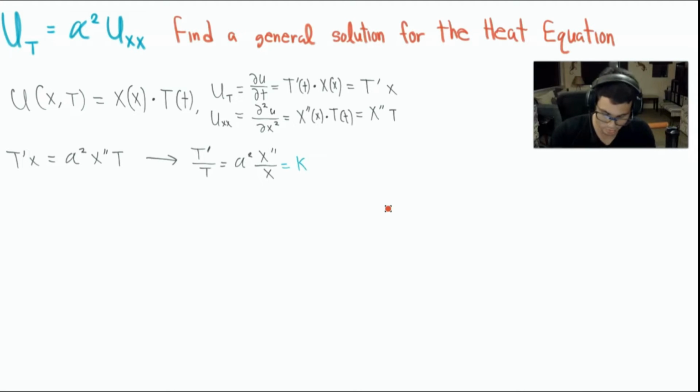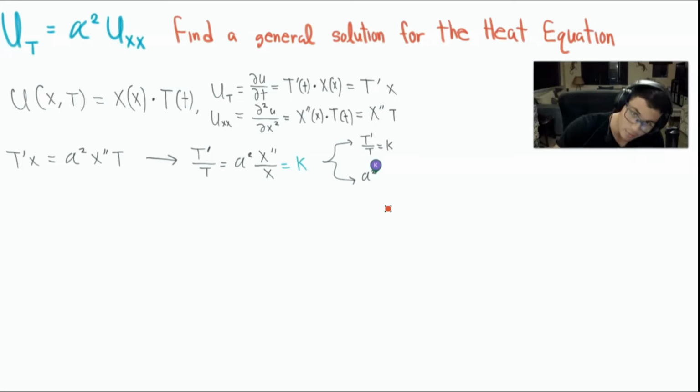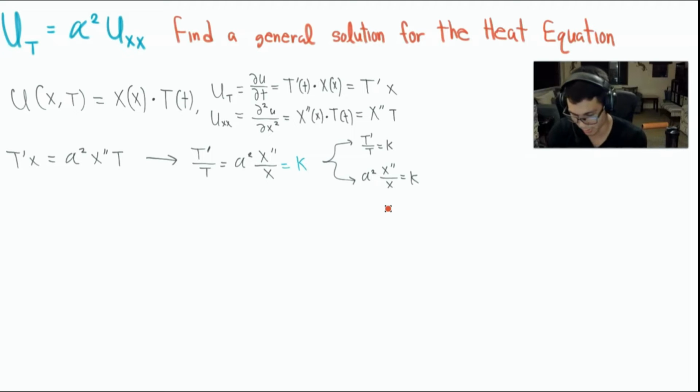We can take them individually and write it as two ordinary differential equations, right? So we could say T prime over T is equal to k, and alpha squared X double prime divided by X is equal to k. Okay, so that's kind of useful. That's now helpful. And if that's true, then I guess I could actually start doing what I want to do, right?